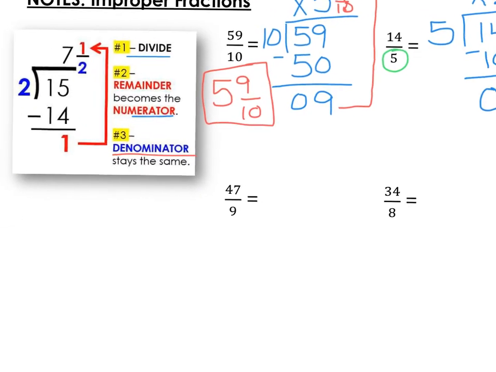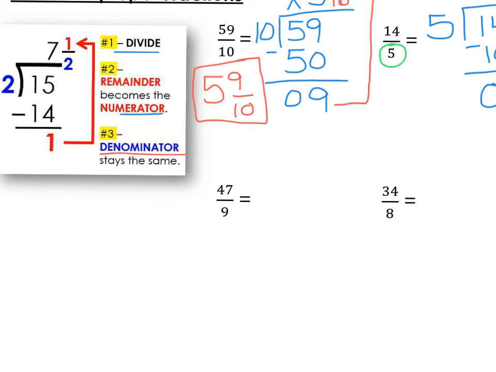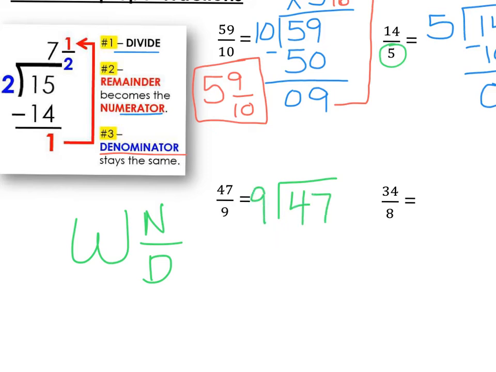So now, let's do 47 divided by 9. Remember, a fraction is that symbol of division. We want our whole number, and then our numerator, denominator. Okay, so we're going to divide 47 divided by 9. 9 does not go into 4, but 9 does go into 47 5 times. So 5 is my whole number, right? The big W. So 9 times 5 is 45.